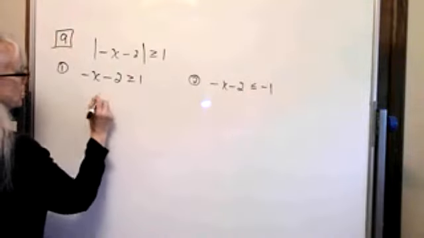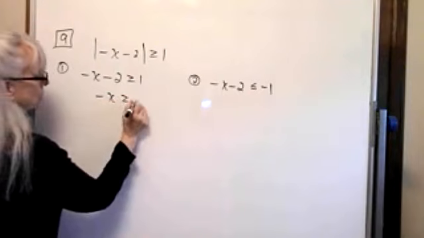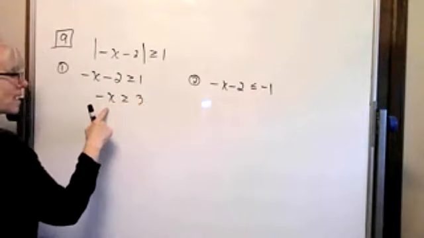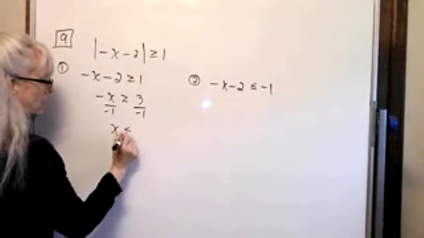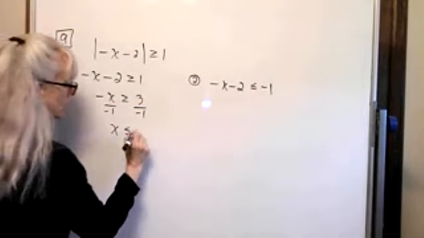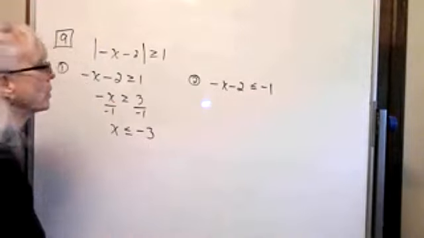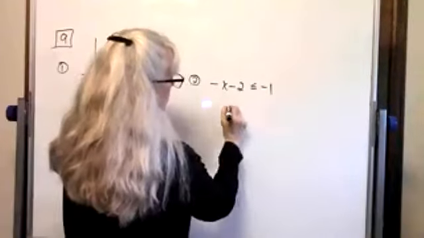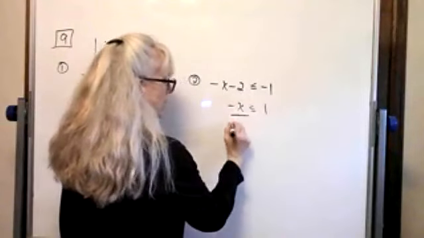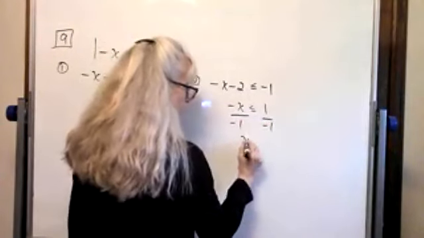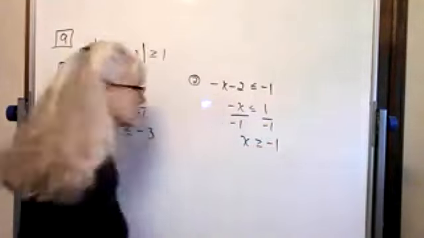First thing we'll do is move our 2, so that's going to give me negative x is greater than or equal to 3. And then we have to divide out that negative 1, remembering that when we divide by a negative, the inequality gets flipped, so x is less than or equal to negative 3. When we go to solve the other one, we'll move the 2. So negative x is less than or equal to, adding 2 is going to give me a positive 1. Again, dividing out a negative is going to flip the inequality, giving me x is greater than or equal to negative 1.